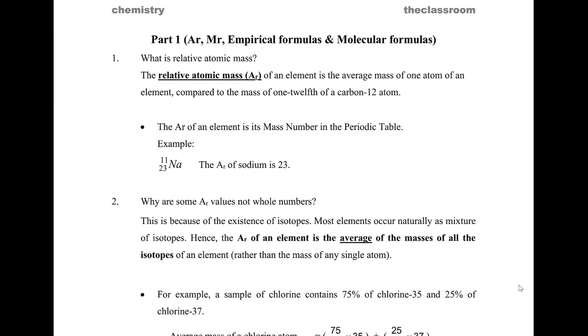So first things first, what is relative atomic mass? Now, relative atomic mass is the average mass of one atom of an element compared to the mass of 1/12 of a carbon-12 atom. Alright, so it's really a ratio. It is the ratio of the mass of one atom of whatever element we have to 1/12 of a carbon-12 atom.